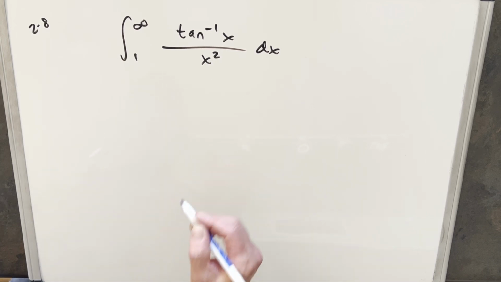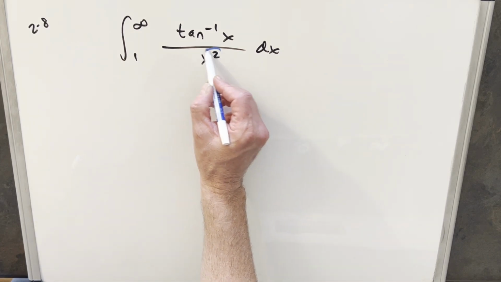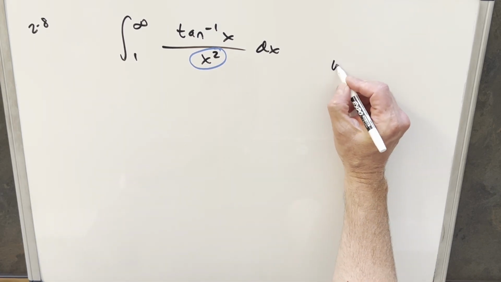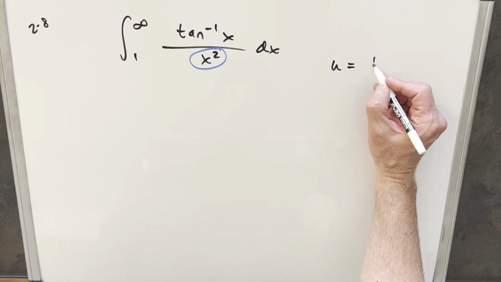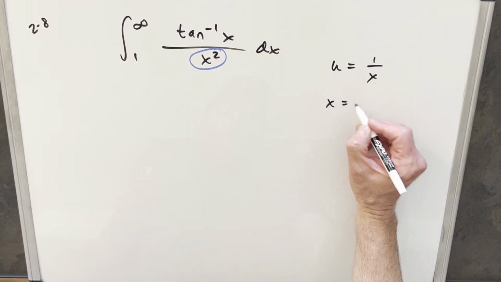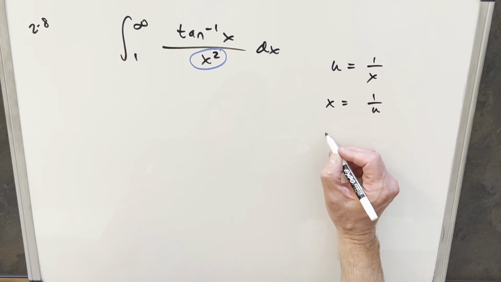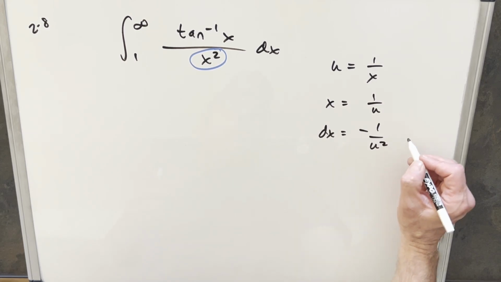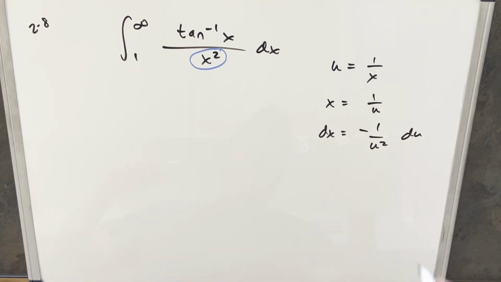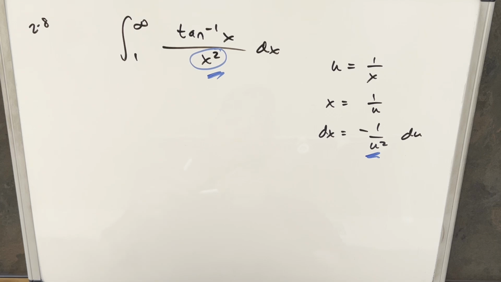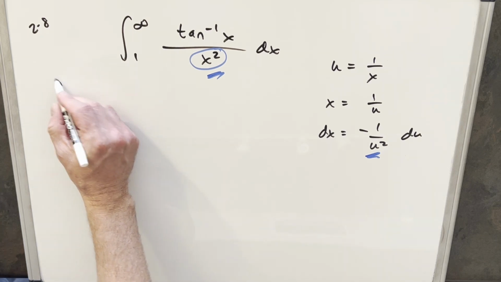To get started, just because we have an x squared in the denominator, I was thinking I could try a u substitution. What I want to do is u equal to 1 over x. Then we can solve for x and we get x equals 1 over u. When we take a derivative, this becomes minus 1 over u squared du. That's exactly what I wanted, because that u squared is going to give me some cancellation later on. So let's go ahead with this substitution.